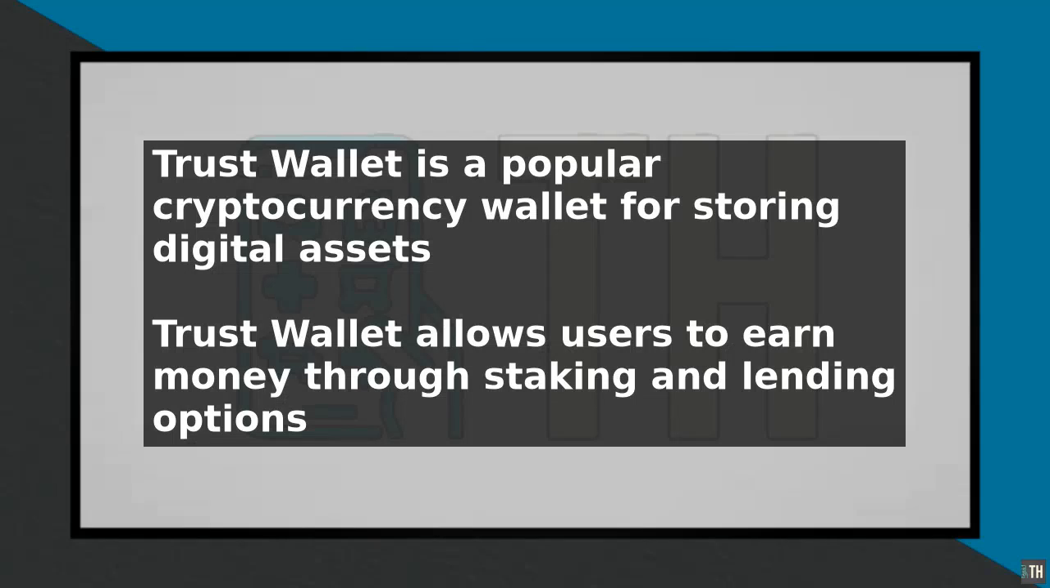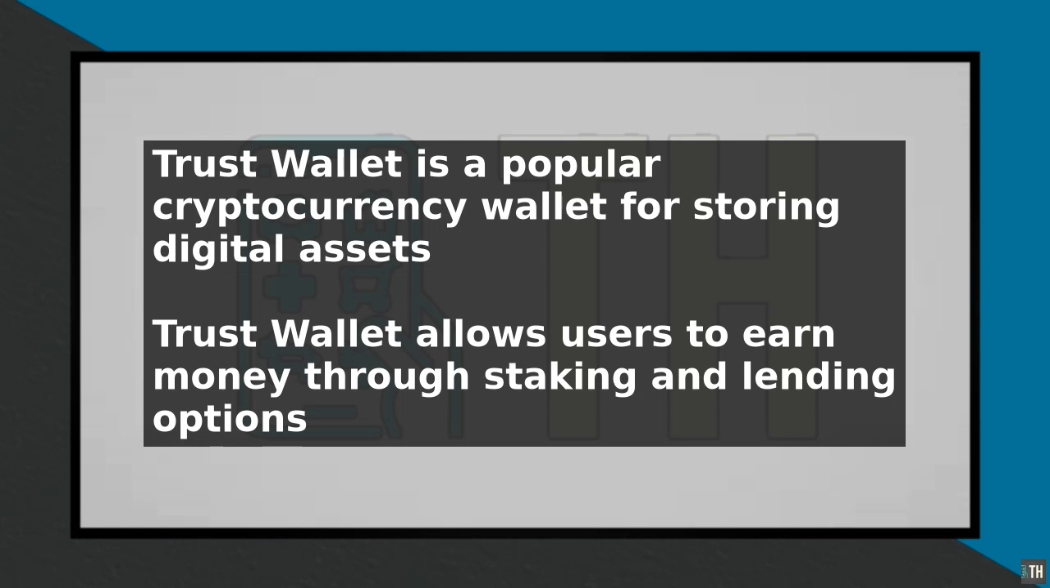Welcome to this comprehensive guide on how to earn money on Trust Wallet. Trust Wallet is a popular cryptocurrency wallet that allows users to store, send, and receive various digital assets. In addition to its core functions, Trust Wallet also provides opportunities for users to earn money through staking, lending, and other investment options. To get started, you need to download and install the Trust Wallet app on your mobile device.